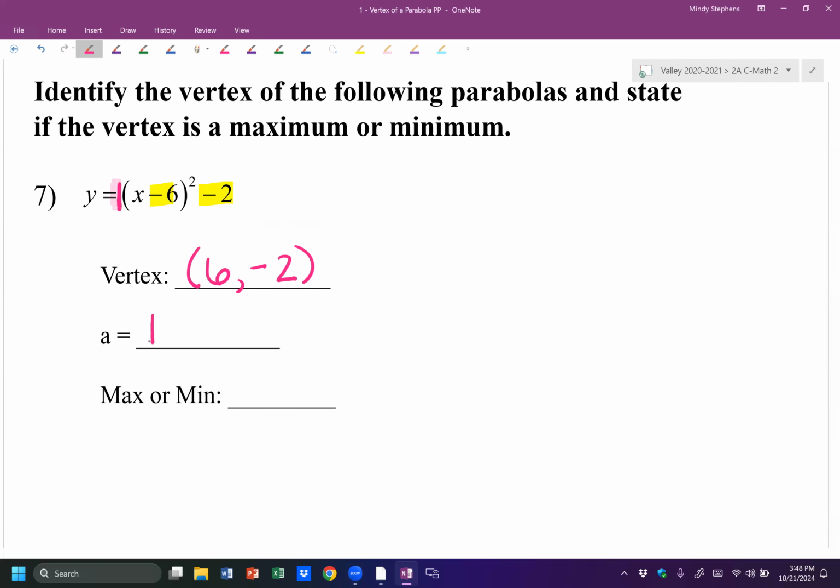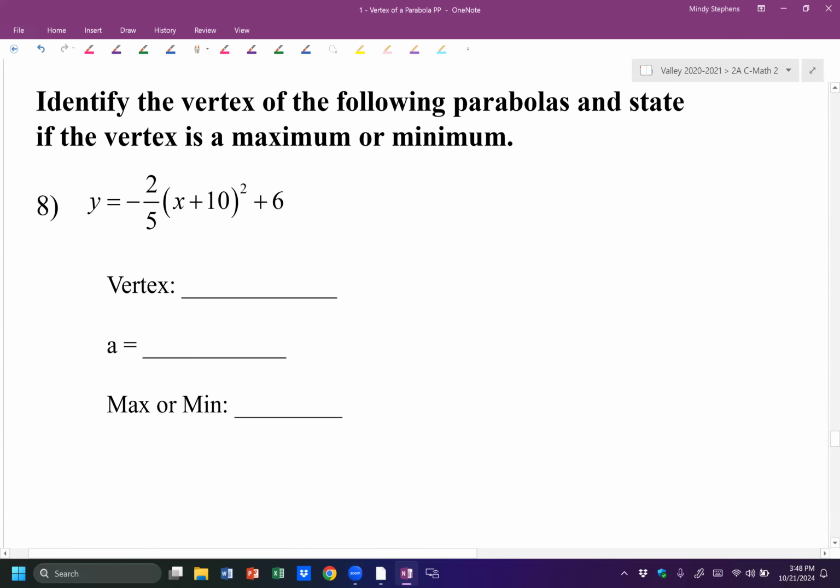We don't care what number it is. We just care that it's positive or negative. It is positive, which means my graph is pointing positive. Up is positive, so it's pointing in the direction that the positive direction because the number is positive, which means I have a low point, so I have a minimum.